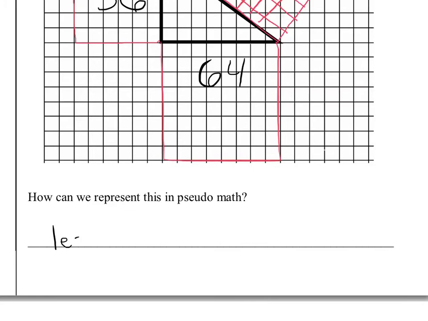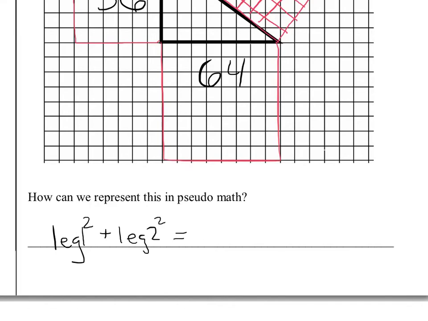Alright, so he's saying leg 1 squared, and if we're going to add that to the other leg, we need to add leg 2 squared. So we have taken the length of our leg, 6, squared it, plus the length of our leg, 8, squared it. And when we add those two things together, what would we get? We get 100 in this particular problem.